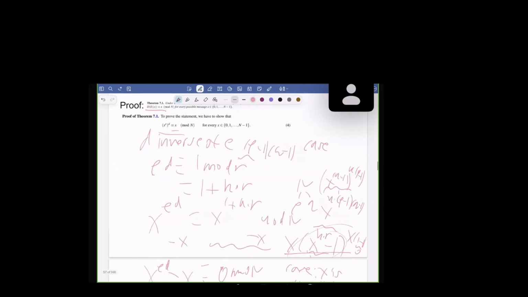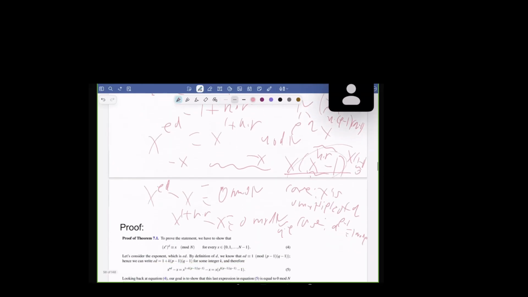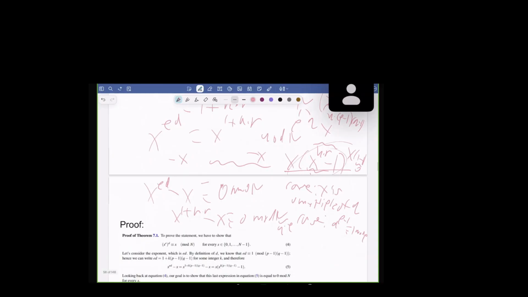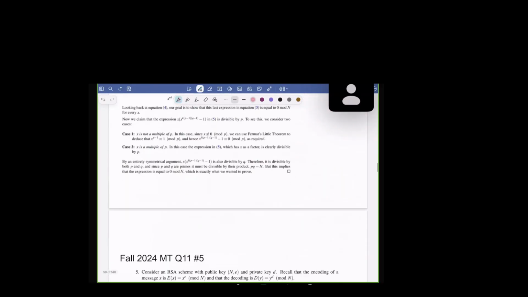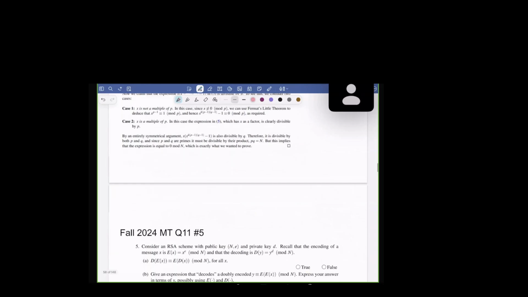So any questions about this so far? Cool. Okay, so I'll move on to a test question in which you can use the exact theorem to actually get some points.